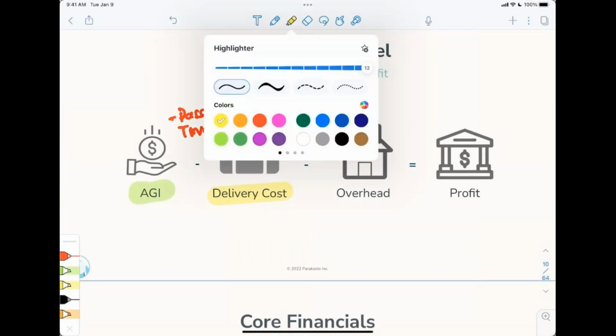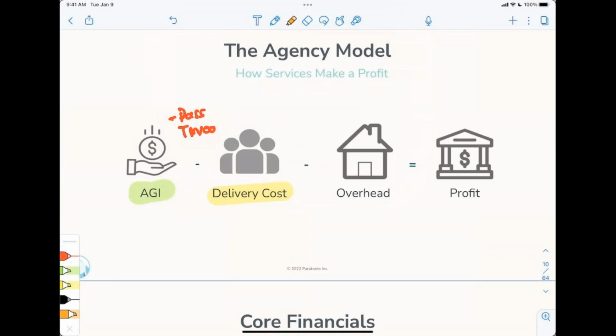And then finally, you have the overhead of the business, which is all the costs associated with keeping a roof above your head, or a working environment around your team should you be virtual, paying for lawyers, accountants, taxes, licenses, membership dues, all of the other things you need to do to keep the business running. This would include things like sales and marketing as well. Generally speaking, you're looking to keep your delivery costs under 50% of AGI, and your overhead under 30% of AGI, and what that should leave you with is 20% or more operating profit in the bank account at the end of the day.